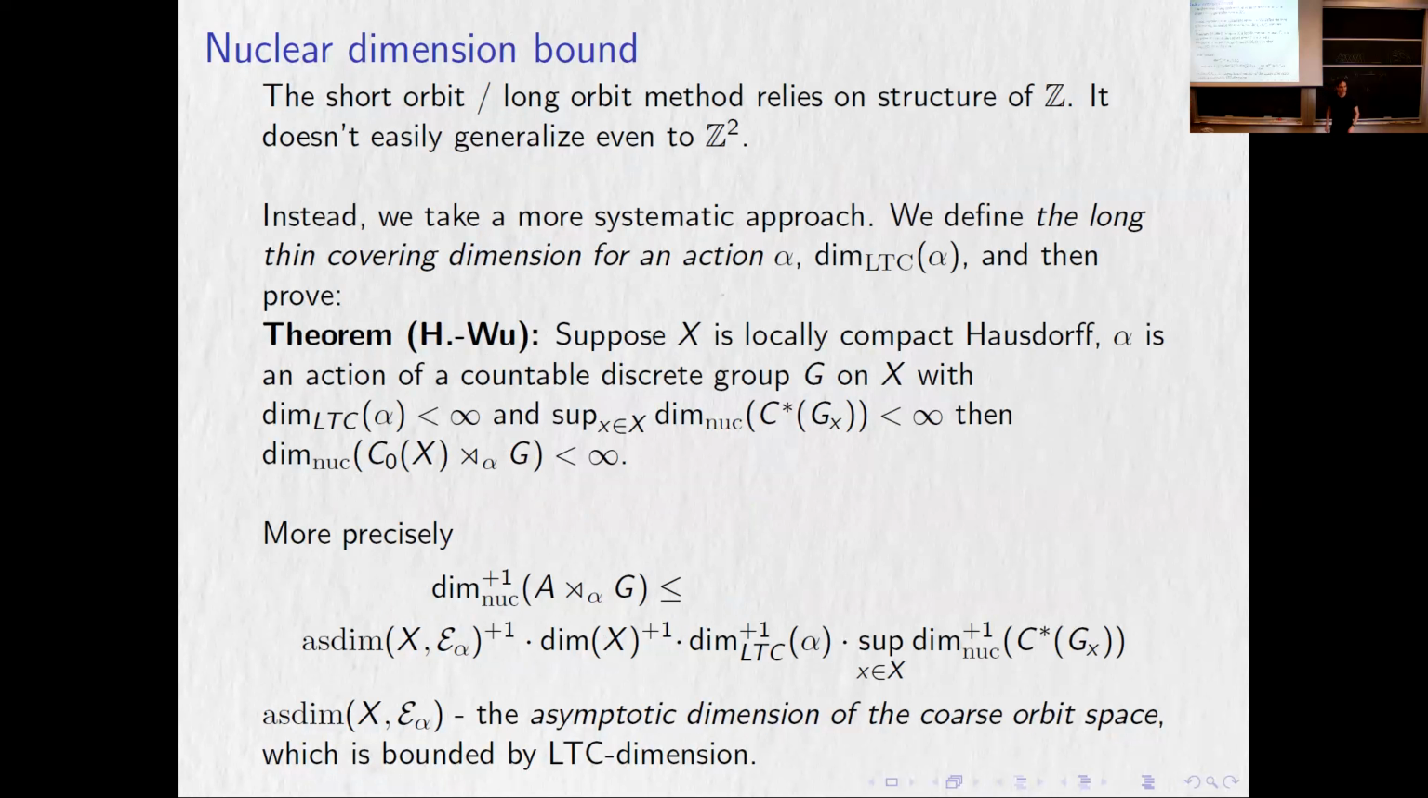Because when we were done with that, we said, okay, let's do it now for Z squared. Why not? And then you start thinking about Z squared, and you realize things are a bit messier. When you have an action of the integers, a point has two options: either it's periodic or it's not. And if it's periodic, I have a certain length of the orbit. So it makes sense to talk about a short orbit or a long orbit.